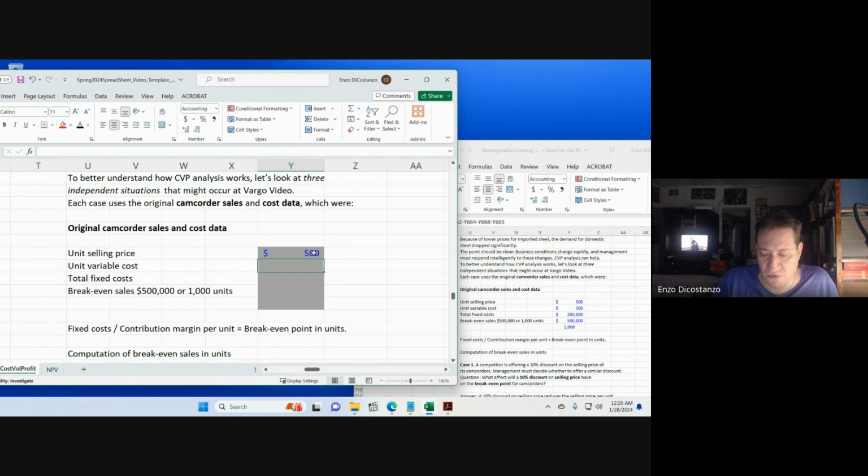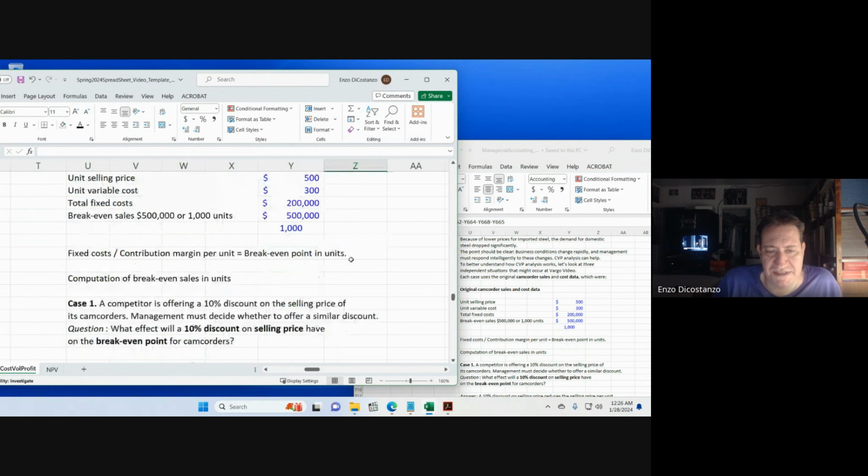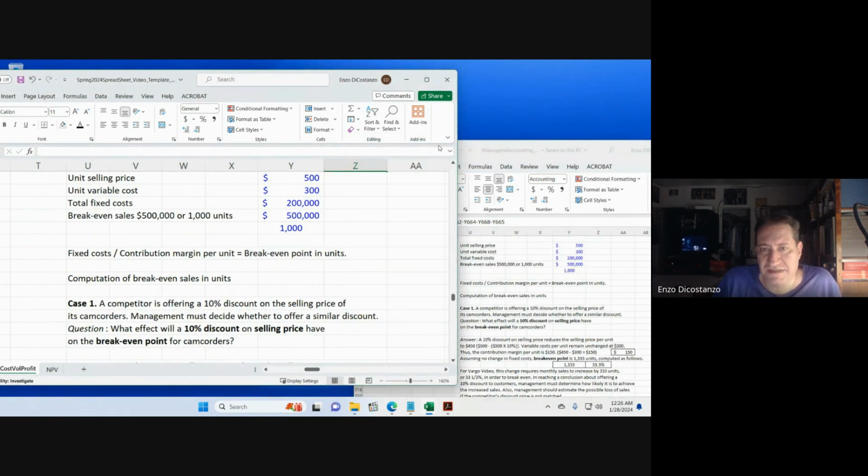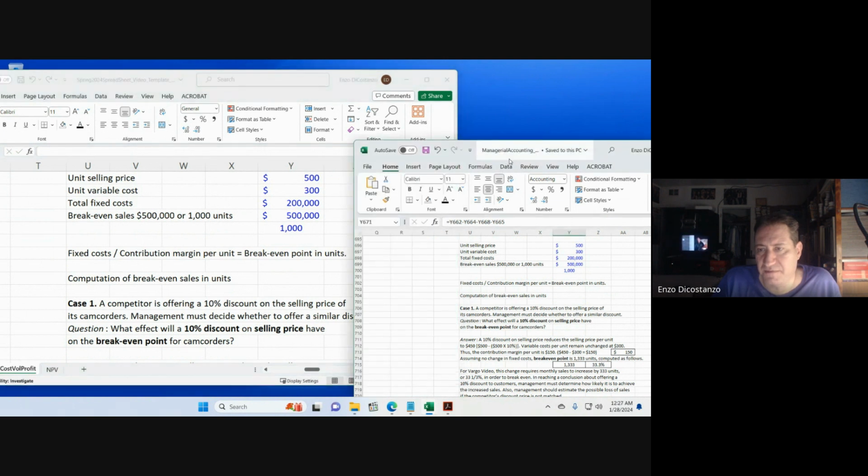$500 unit selling price, $300 variable cost, $200,000 fixed cost. Break-even sales: we've previously computed 500,000 and 1,000 units. Those are important statistics. This is how you compute the break-even point.